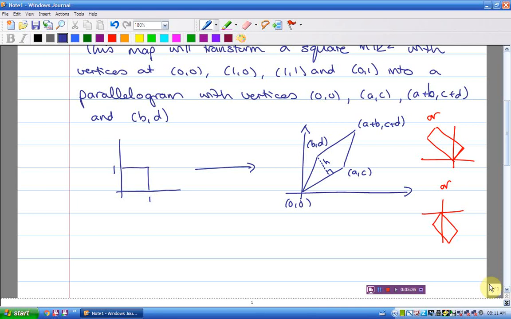Question: could it transform a square into a point? Yes, it could transform a square into a point by just dropping the dimensions. That is true.